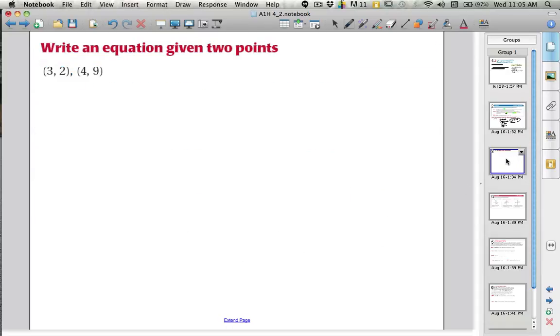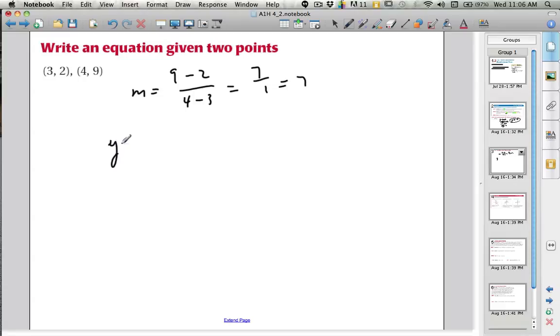Okay, let's do that in a slightly different scenario. Here they didn't give me the slope, instead they gave me 2 points so I can calculate the slope. So my slope will be equal to y2 minus y1 over x2 minus x1. So 9 minus 2 is 7, 4 minus 3 is 1, so my slope is 7. And then I can take a point, either point. It doesn't make any difference. You should use whichever one you want.